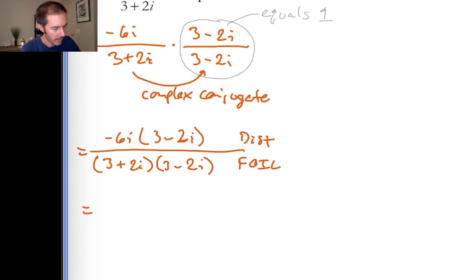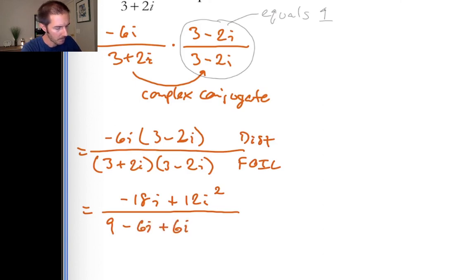In the numerator, I've got, let's put this division line here, negative 18i plus 12i squared. I'm going to go ahead and leave it as 12i squared for the moment. In the denominator, let's FOIL. We've got 9 minus 6i plus 6i minus 4i squared.